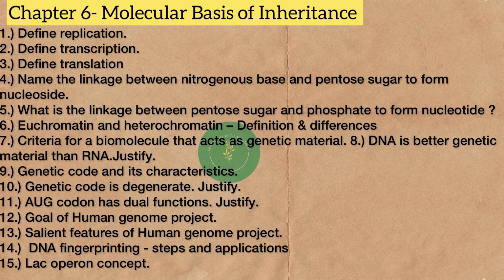On genetic code you have to study more. AUG codon has dual functions, justify. Human Genome Project, very important. It can be salient features also. DNA fingerprinting steps and applications, lac operon concept, very important.